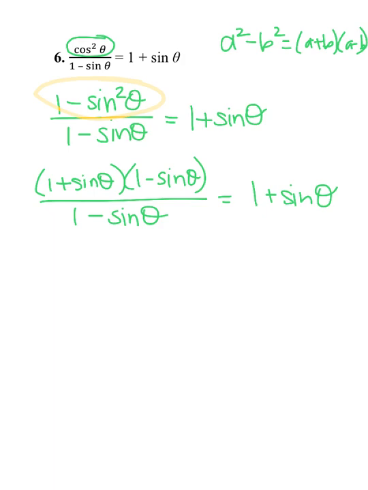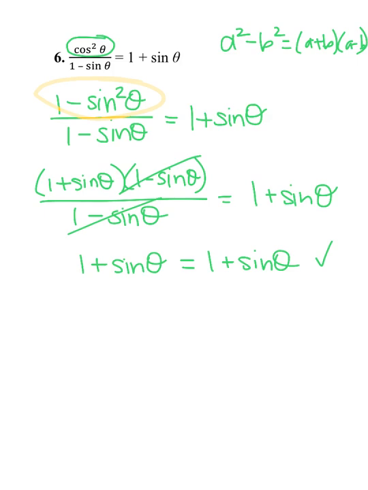All right, and now you can see that that helps us get to our final answer. That 1 minus sine theta divides, and that leaves us with 1 plus sine theta is equal to 1 plus sine theta. All right, and that's the answer.